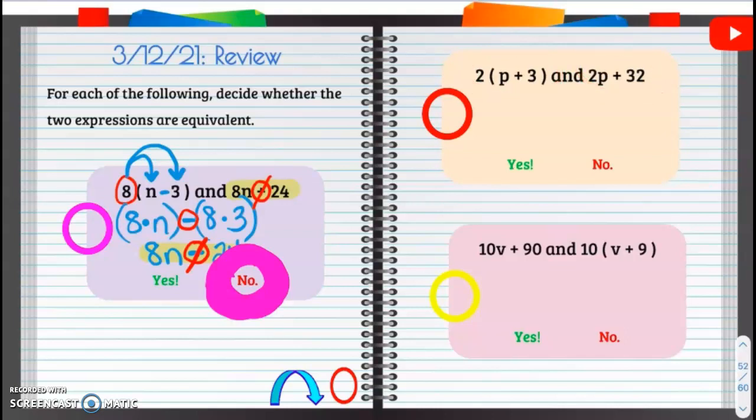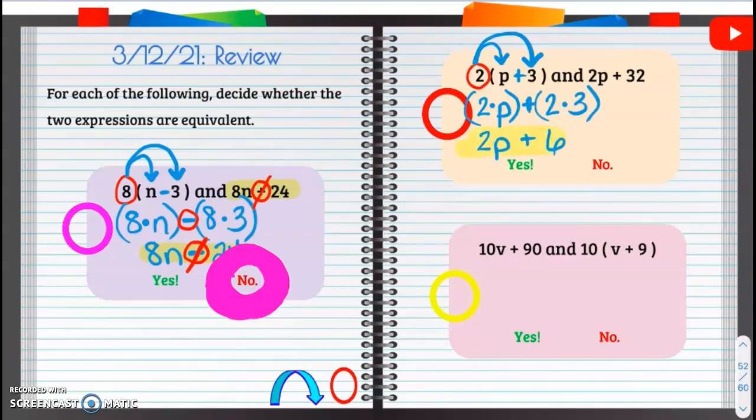Let's take a look here. So we're going to circle that number in front of the parentheses, and then we're going to distribute. So 2 times p plus 2 times 3. 2 times p is just 2p. Keep that plus. 2 times 3 is 6.